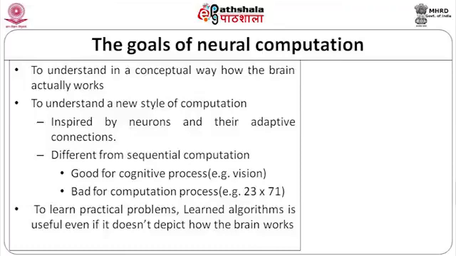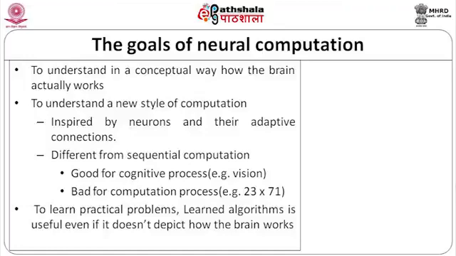What are the goals of neural computation? First, to understand how the brain actually works, which is big, complicated, and made of a lot of stuff that dies when you poke it around. Second, to understand a new style of computation, which is very important. At the time when neural networks came into the picture, this was very innovative, and it is inspired by neurons and their adaptive connections. In our brain we have connections that are adaptive to the circumstances, to whatever signals we get.